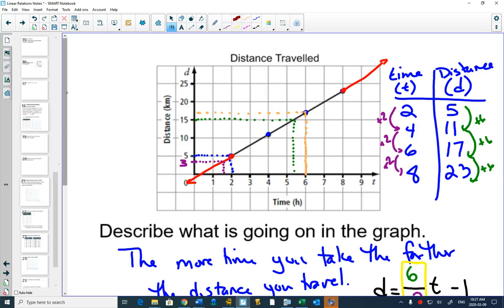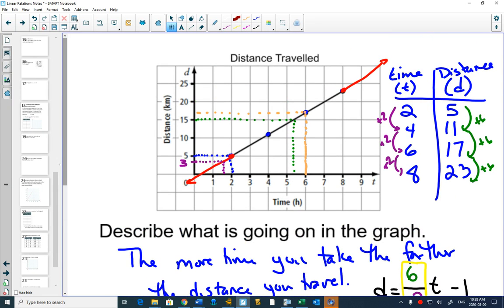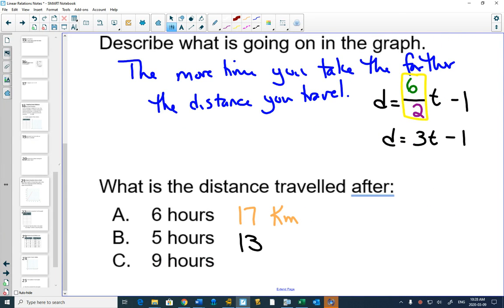Black. Good choice. Next one was how many hours? 5 hours. 5 hours is right here. Hit the line, go across. I think 13 kilometers, good estimate? 13 kilometers.